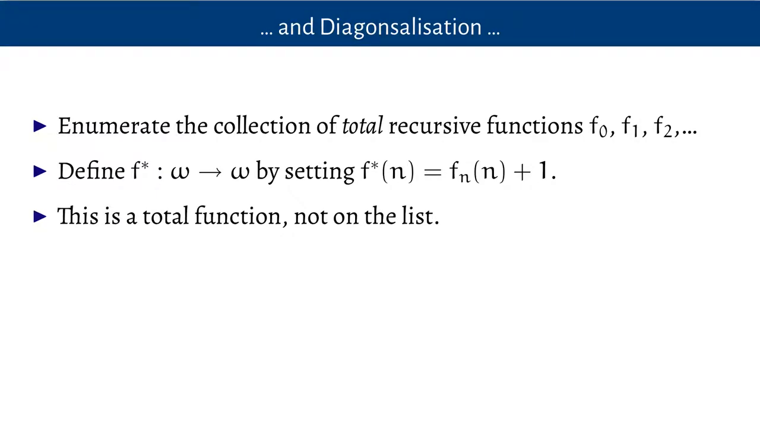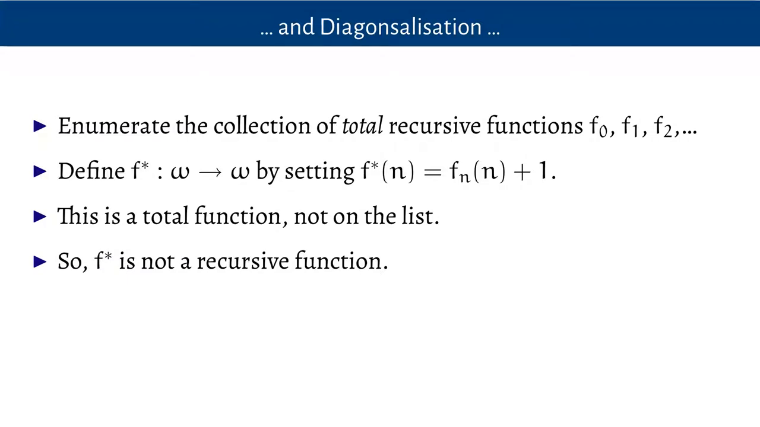And just as clearly, it's not on the list, because if it were on the list somewhere, say as fm, then we look at fm applied to m. Fm applied to m would have to be fm applied to m plus 1, and no number is equal to itself plus 1, so it can't be equal to fm for any number m. So this is not a recursive function. It's an example of a non-recursive function.